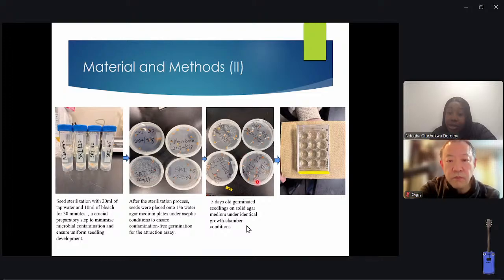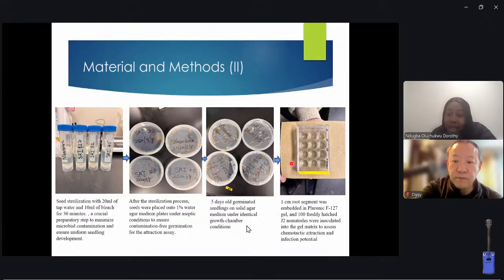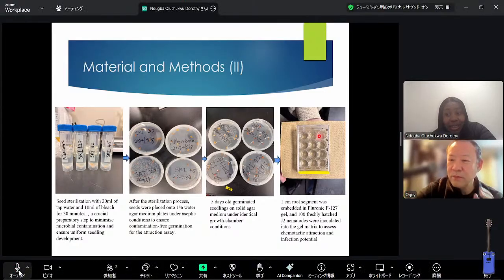The roots, I mean to say, are removed, measured 1 centimeter per root. Yes, so they are measured 1 centimeter per root, and they are put in pluronic gel plus 100 freshly hatched J2. Ogi-san, can you remember when I say J2 nematode, what it means? Well, that was a kind of nematode.